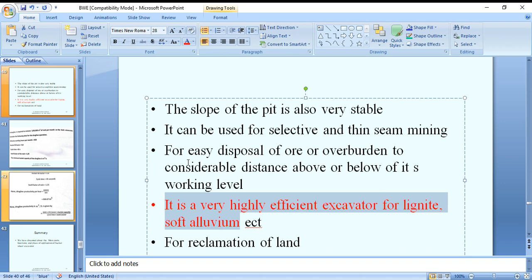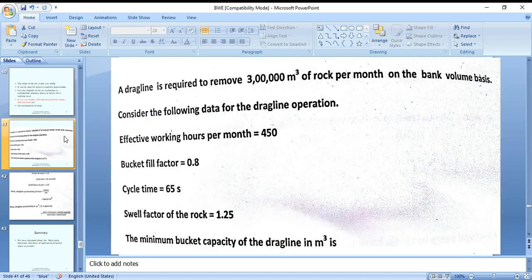How to calculate the production? This is also one of the important challenges. I am giving a simple typical problem related to the bucket wheel excavator, so that from that you can easily understand how the production will be calculated. Let us go through the small worked example.